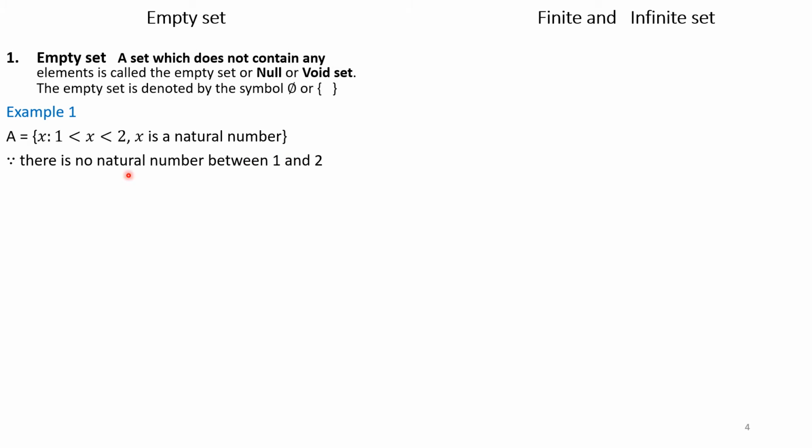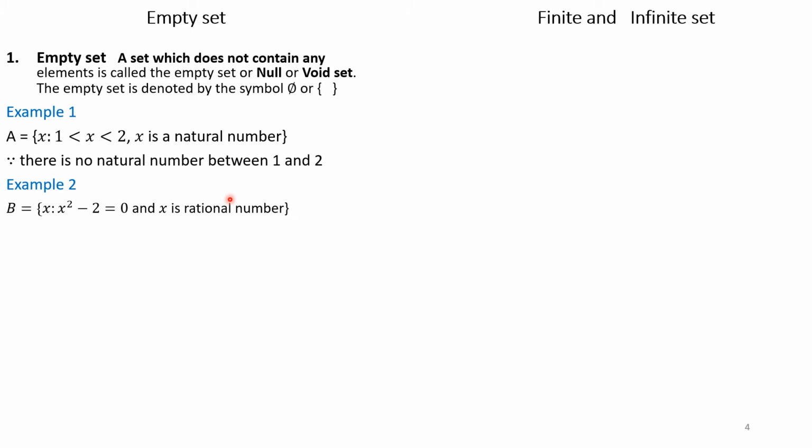If examined here, the number x should be a natural number. Natural number means it should be a whole number, but there is no number between 1 and 2. After 1 there is 2. There is no number between 1 and 2. So there is no natural number between 1 and 2. So it is a null set, an empty set.